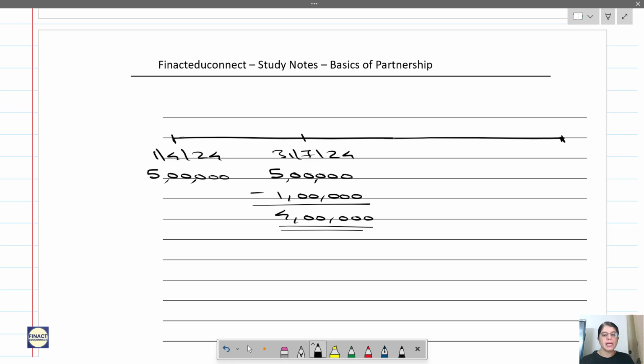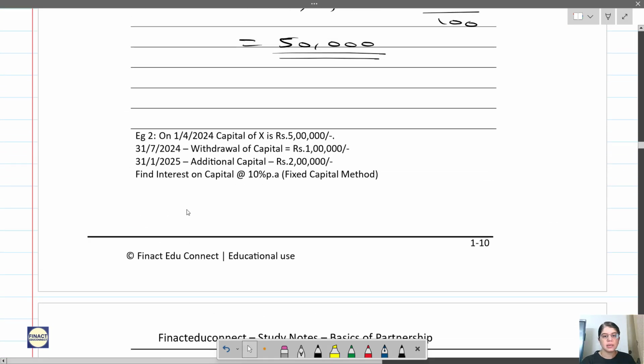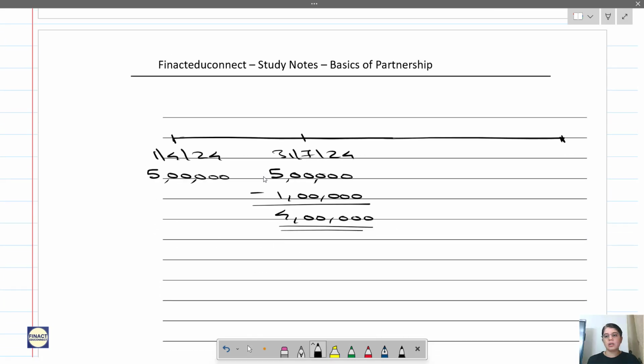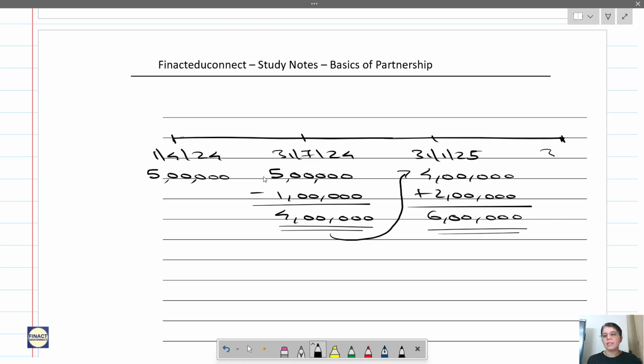Next, on 31st Jan 2025, additional capital was 2 lakhs. So let me write it, 31st Jan 25. What was my earlier balance? 4 lakhs. I'll write this down. Additional capital plus 2 lakhs. So my balance in the capital account is 6 lakhs. And this is my year end.